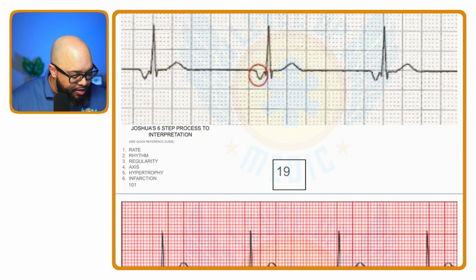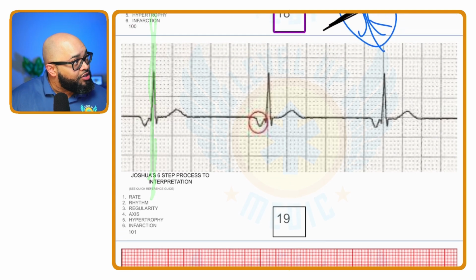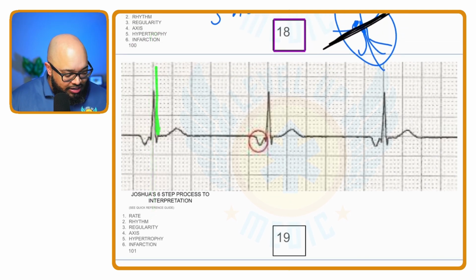So first step is what? You know this story by now. The first thing we're going to look for is the rate. I like to find a complex that aligns on a solid line. This one is actually on a solid line. We're just going to count over 300, 150, 100, then 75, 60, 50. Okay, the rate is 50. Boom, we got it.